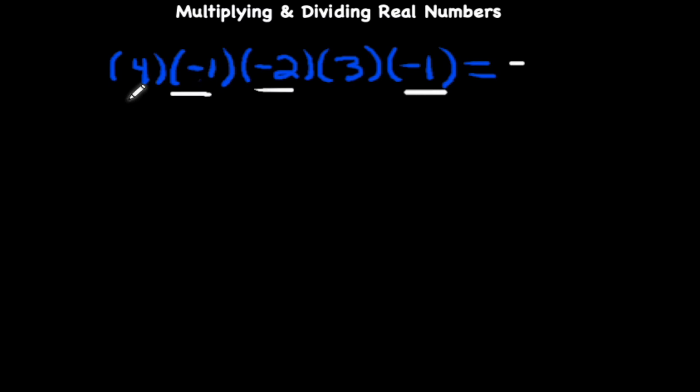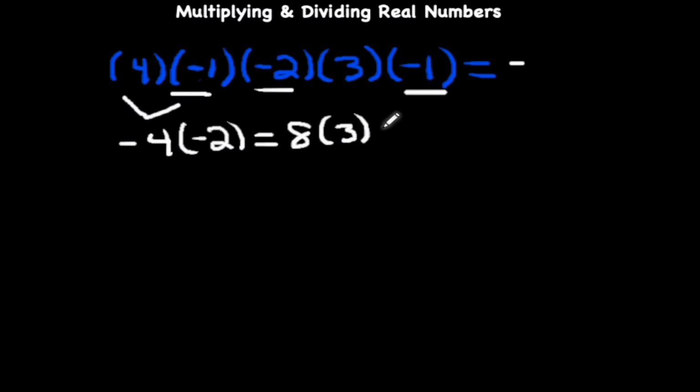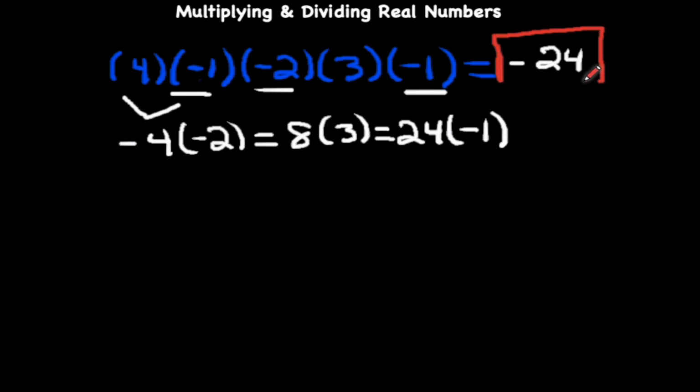So let's go ahead and see if that's true. So 4 times negative 1 is negative 4. Negative 4 times negative 2 is 8. 8 times 3 is 24. And 24 times negative 1 is equal to negative 24 because remember, a positive times a negative will give you a negative, right? So negative 24 is our answer for this.